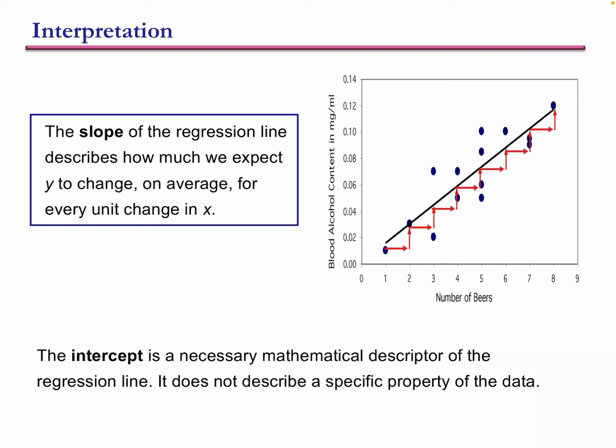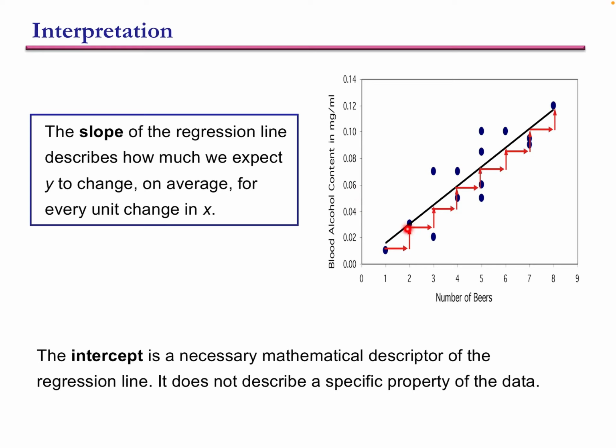All right, so again, the slope of the regression line tells us how much we would expect our dependent variable to change on average, that's important, on average, for every unit change in our independent variable. So here with number of beers consumed, as we go from few beers to more beers, the blood alcohol content goes up. We have a positive slope to our line. That slope tells us on average how much a 1 to 2 beer increase or a 2 to 3 beer increase should result in terms of our blood alcohol content.